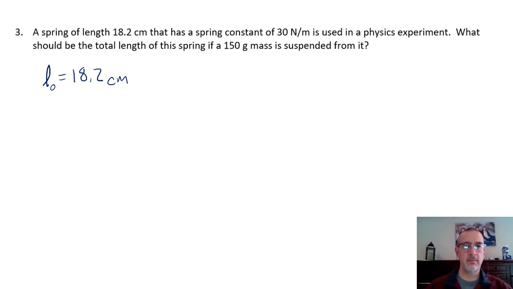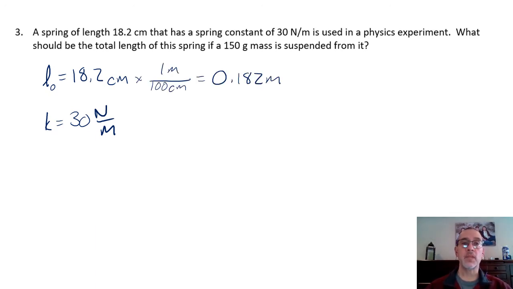Now, that's in centimeters, and if we read on, it says it's got a spring constant of 30 newtons per meter. So K is going to be 30 newtons per meter. Now notice we have centimeters and we have meters, so we really should convert centimeters into meters. So if we do the conversion, we multiply by 1 meter over 100 centimeters, we get 0.182 meters as the original length of the spring.